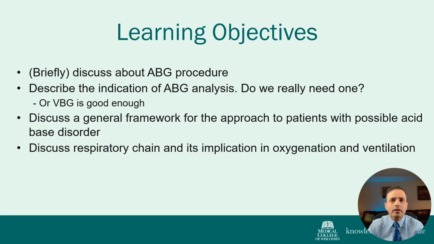Learning objective for today include briefly discussing about arterial blood gas procedure. Then we'll be talking about indication of ABG analysis. Do we really need one, or venous blood gas is good enough? Then we'll be discussing about a general framework for the approach to patient with possible acid-base disorder. And then we'll be briefly talking about respiratory chain and its implication in oxygenation and ventilation. Some of it will be completed in part 2 as well. Let's dive into it.